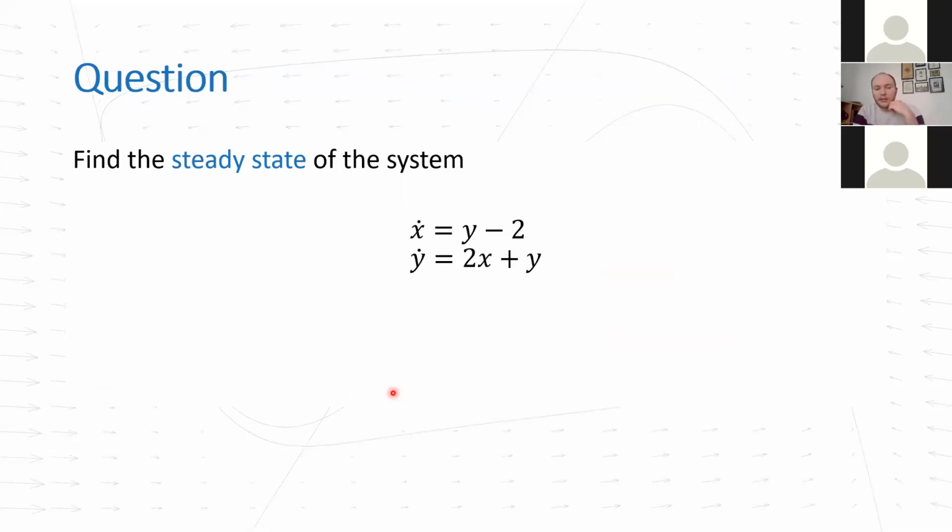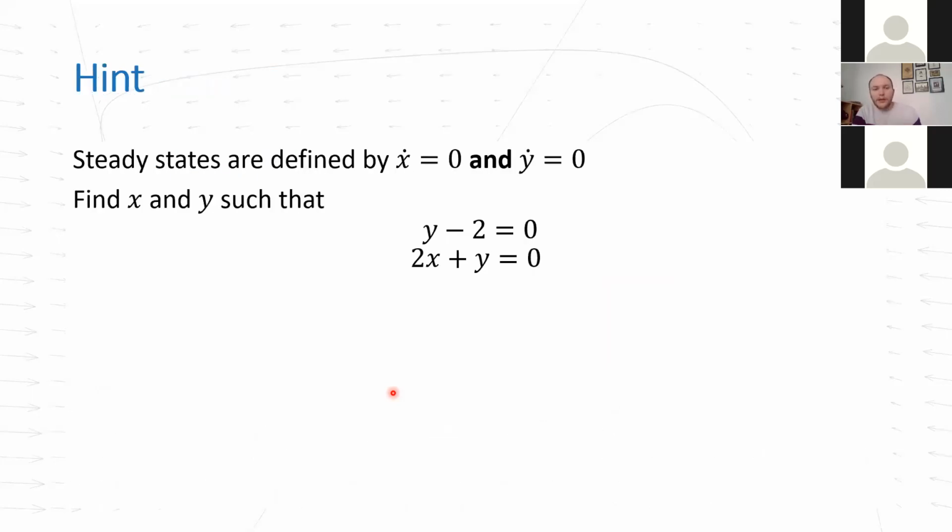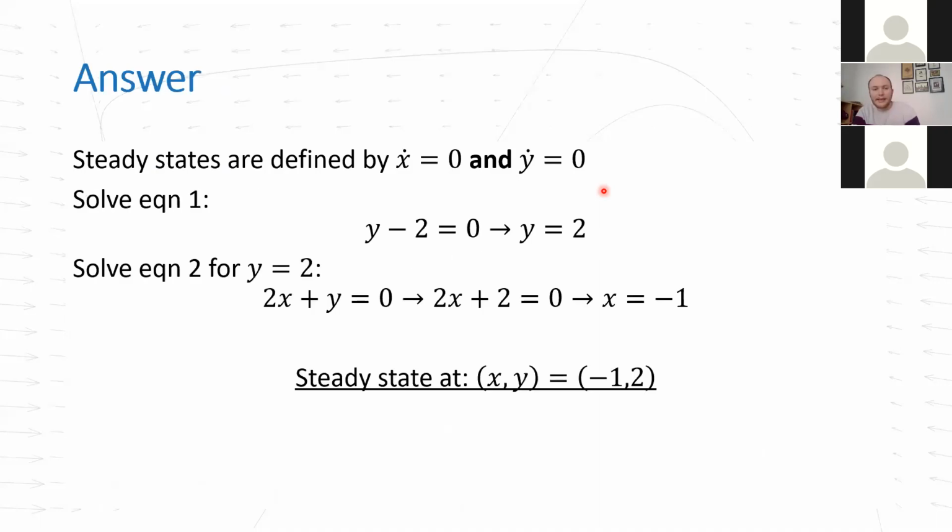Can anyone take a guess at where the steady state of this system is? I'll give you a hint. For it to be a steady state, both x dot and y dot have to be equal to 0. One of them equaling 0 isn't sufficient. So you essentially need to solve these two equations. Anyone? Y equals 2 and x equals -1. Yes, exactly. From the first equation, we can see that y has to equal 2. And if we then put y equals 2 into this equation, we get 2x plus 2 is 0, which means x is -1. Perfect.